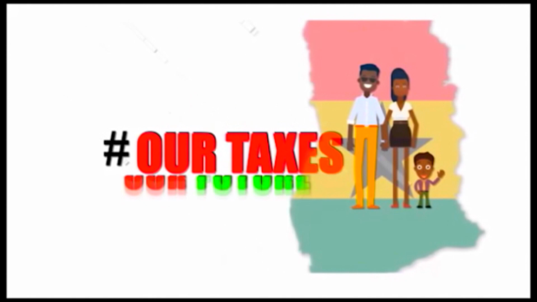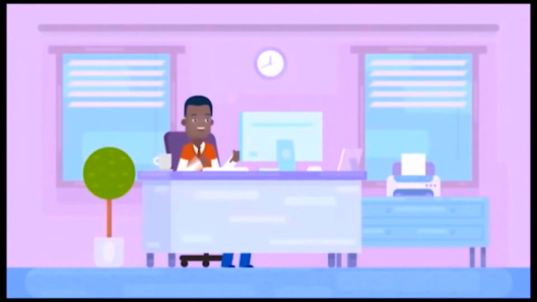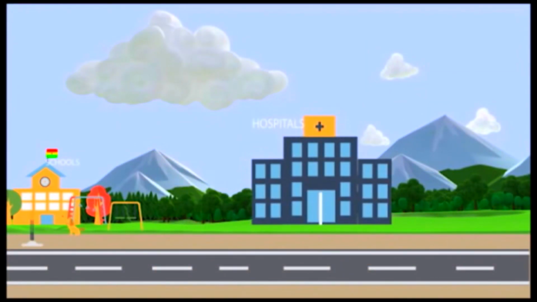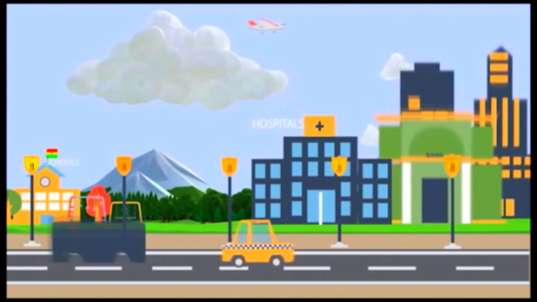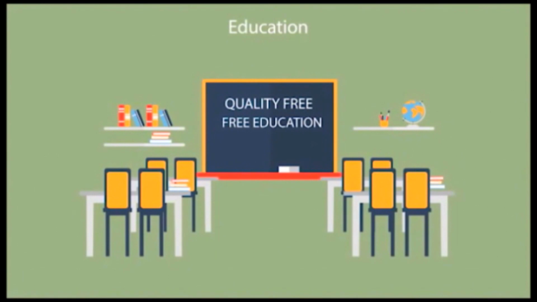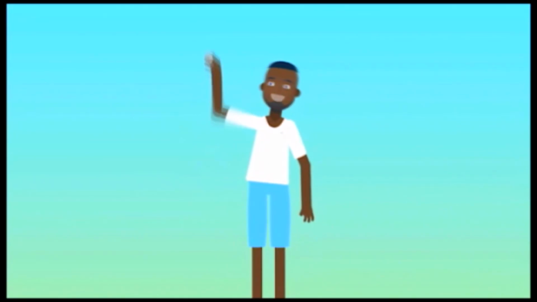Then pay your taxes. Our taxes, our future. Because without our taxes, we wouldn't have good roads, good schools, better hospitals, street lights, and other very important social amenities. When we pay our taxes, we give our children free and quality education. My money is too small. Why should I pay my tax? Look, small.